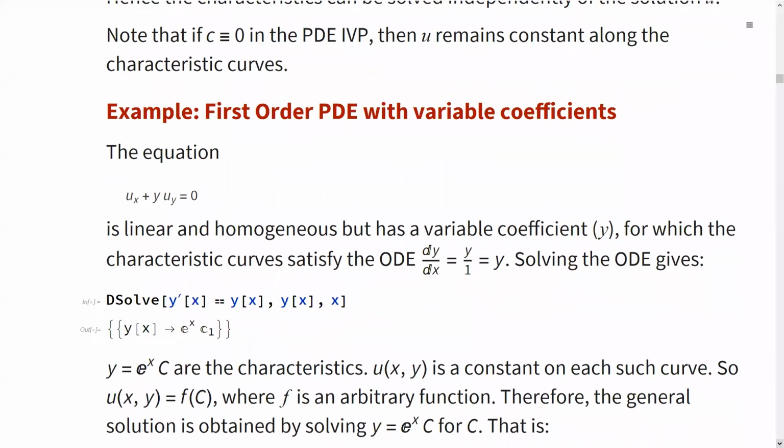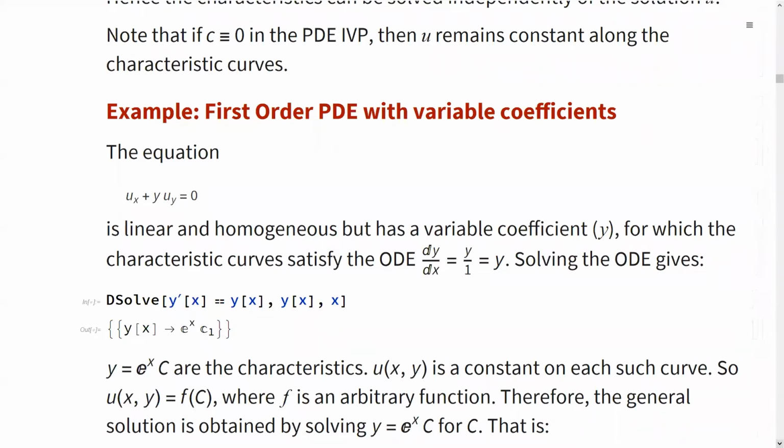Let's solve the first-order PDE with variable coefficients. So we have this equation. This is linear and homogeneous, but has variable coefficient y. The characteristic curve satisfies dy over dx equals y, and solving this equation gives this. So u is constant on each such curve. So u is f of c, where f is an arbitrary function. Therefore, the general solution is obtained by solving y equals e to the power x times c for c.